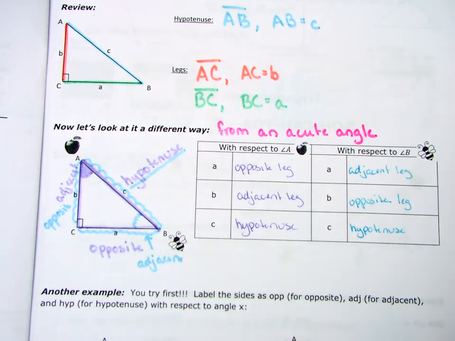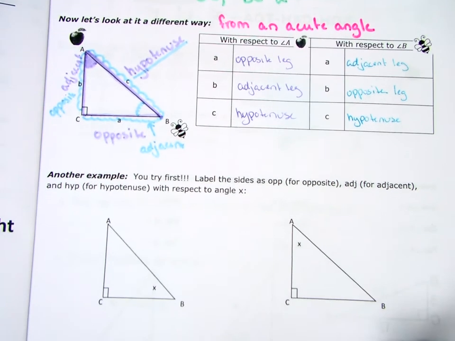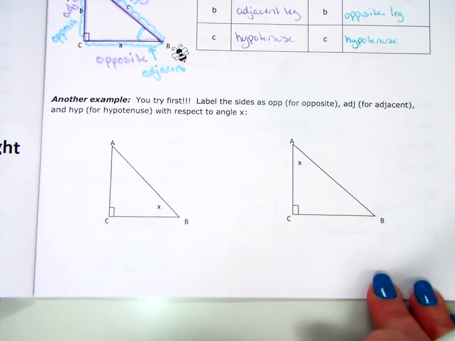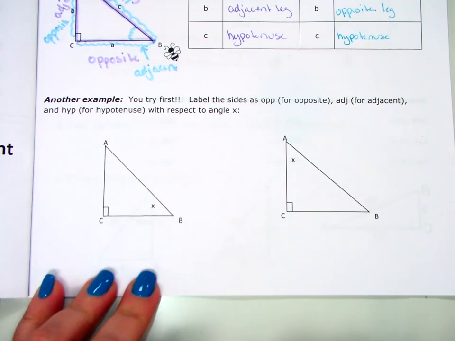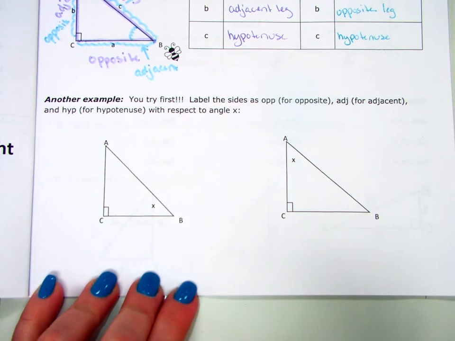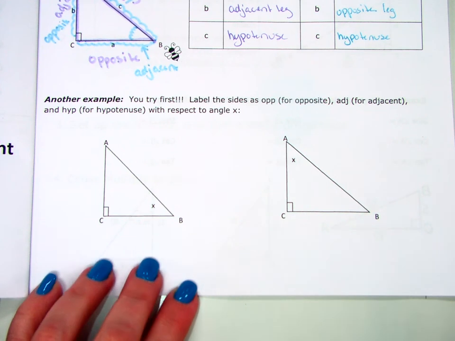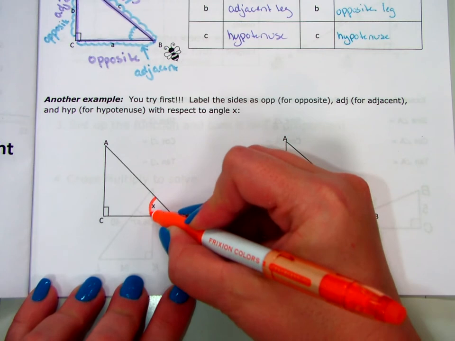If you can learn to label these triangles, then you are like 90% of the way to being successful in this unit. You try first. You're going to label the sides as opposite, OPP for opposite, ADJ for adjacent, and HYP for hypotenuse. Those are the abbreviations we'll use for the whole unit. Label with respect to X.